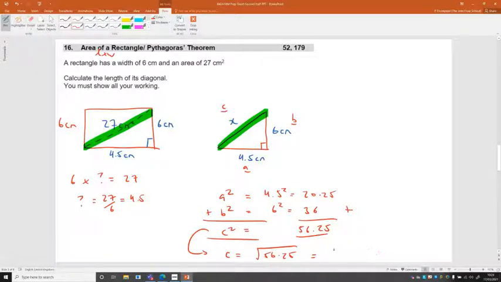Oof, lovely answer. Thank you, Mr. Meadows, for the lovely question. I should have spotted that, sorry. 7.5, bang on, centimeters. Thanks for that one, sir. That made me smile.